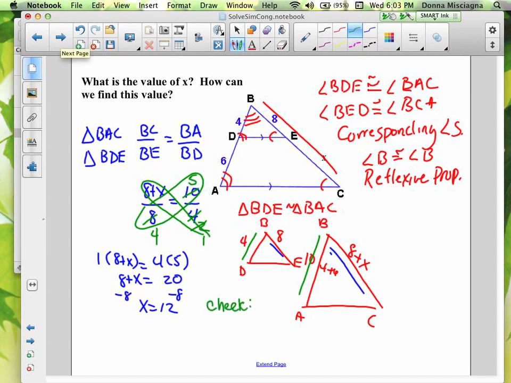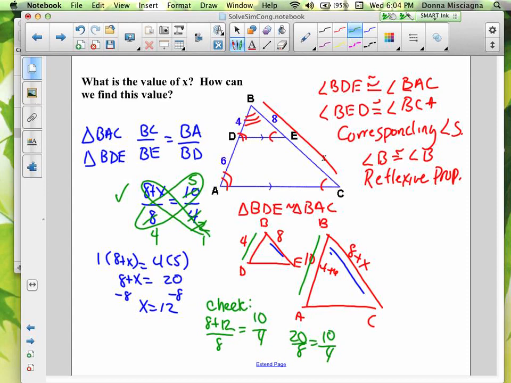Okay, so here's our check. We're going to plug the numbers back into our proportion there and make sure it works out. All right, so we have BC would be 8 plus x is 12 over 8 equals 10 over 4. So you notice that's just this right here. We want to make sure this still works out. All right, so 8 plus 12 is 20. So 20 over 8 equals 10 over 4.